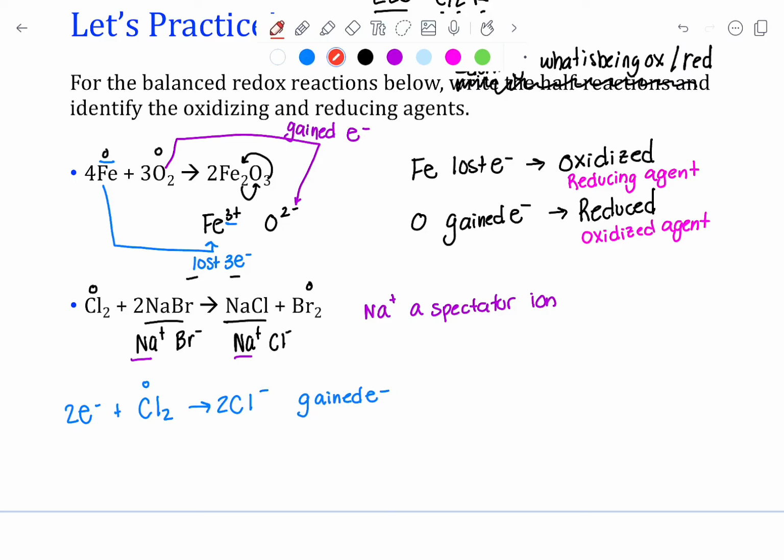If we look at bromine, it went from Br- to Br2. Again, we'll just balance that for fun. Okay, Br2 has a 0 charge, Br- has a -1 charge. So in order to go from a negative charge to a more positive charge, we had to lose electrons, right? I had to give away electrons in order to get back to neutral. So I lost some electrons there.